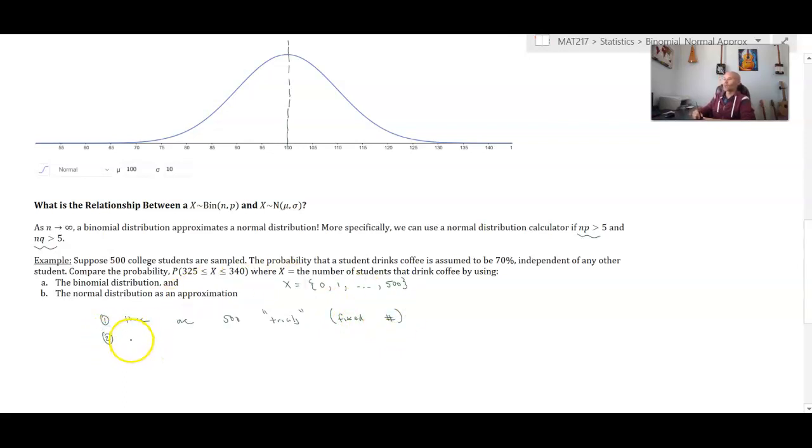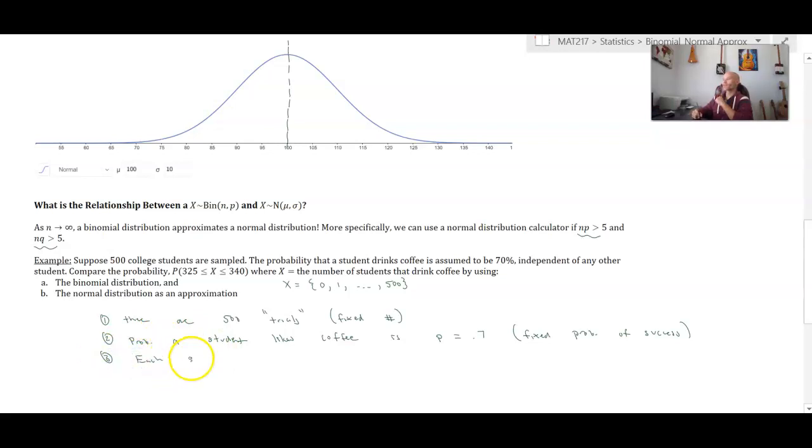Secondly, the probability of success, that a student likes coffee, is p equals 0.7, which is fixed. This is for each student. Fixed probability of success.